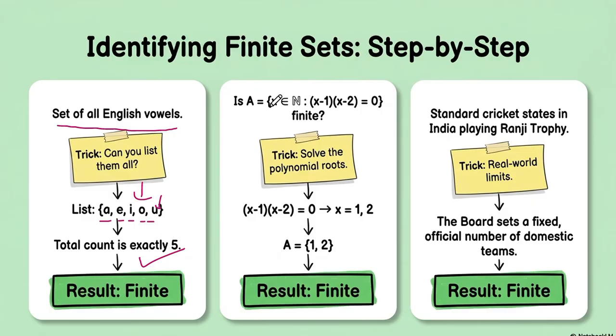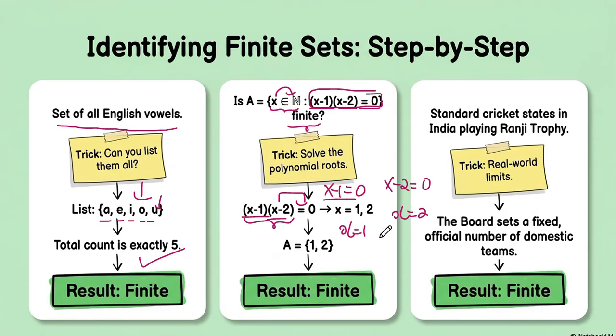The next one: x belongs to natural numbers such that (x minus 1) into (x minus 2) is equal to 0. Is this a finite set? We have to look at the natural numbers which satisfy this condition. What is the condition given? (x minus 1) into (x minus 2) is equal to 0. When the product of two things is 0, either the first item is 0 or the second is 0, then only the product must be 0, correct? So from here we get x is equal to 1, and from here we get x is equal to 2. Both are natural numbers, so both elements will come in the set. So {1, 2}. Only two elements are there, so it is a finite set.